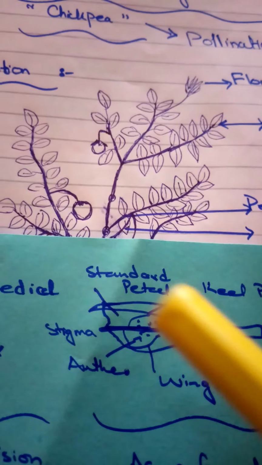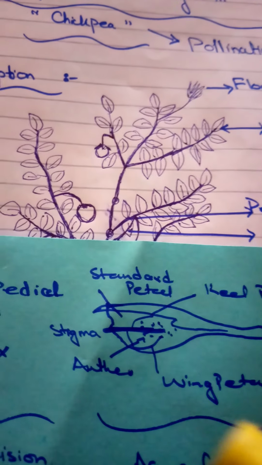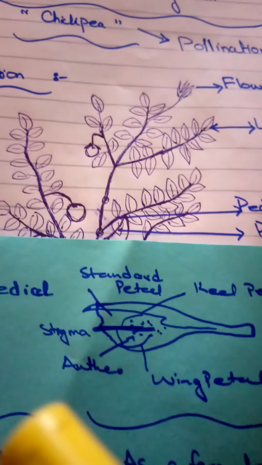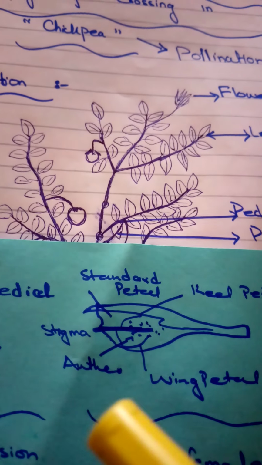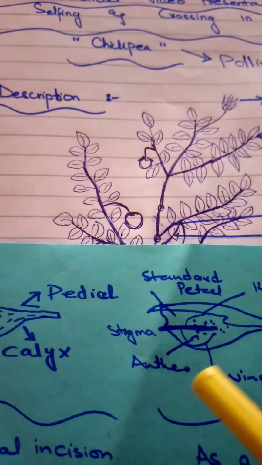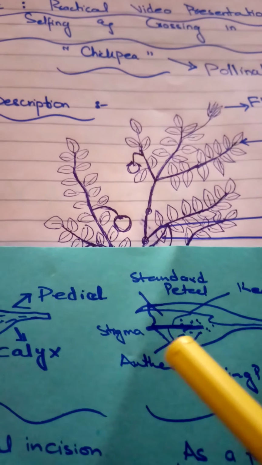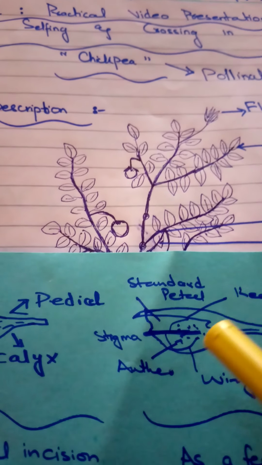As you can see, it contains 3 types of petals: standard petal, wing petal, keel petal, and both types of reproductive parts like stigma and anther. Then you can see stigma is the female part and anther is the male part.